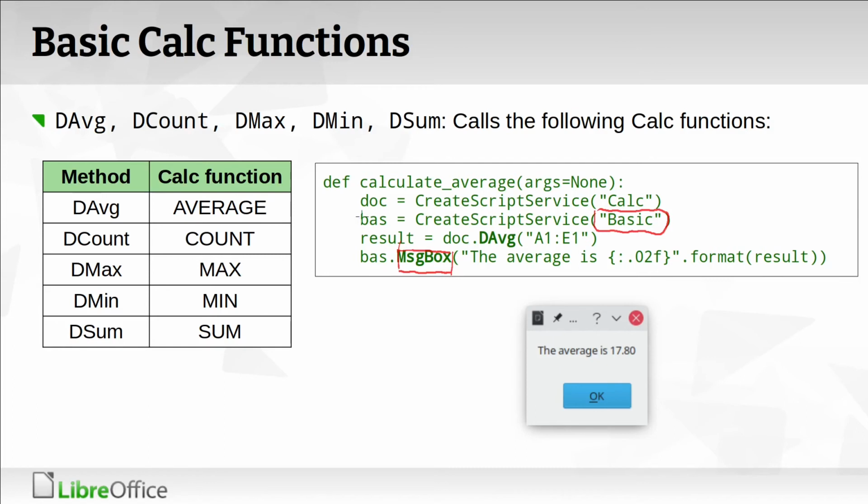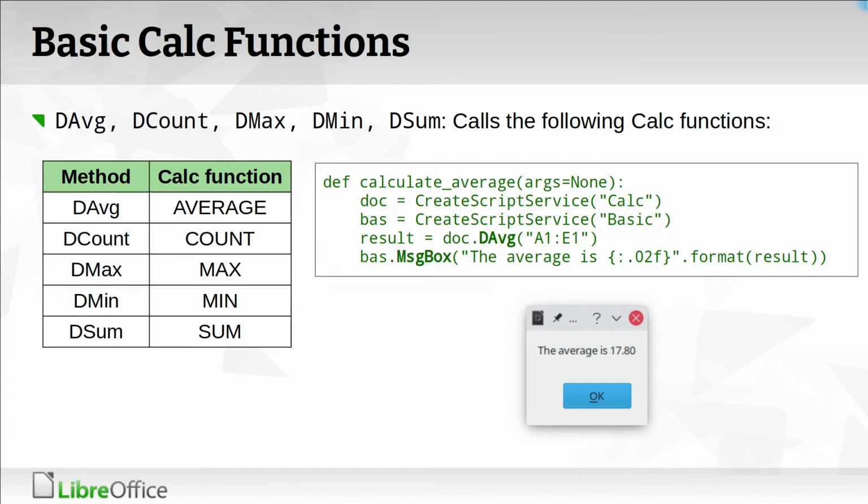So see here that first I instantiate the document, and then I call davg to calculate the average of the values in cells A1 through E1. Okay, so this is the range from which I'm going to calculate the average, and then I'm going to present the result in a message box. So this is the code that does exactly that.